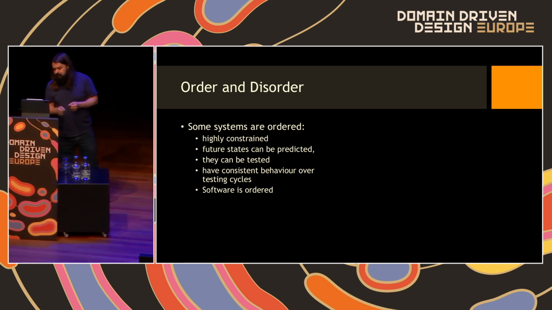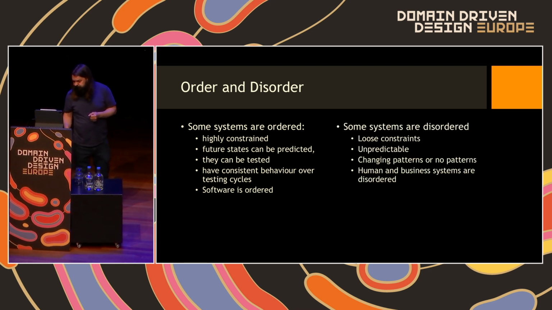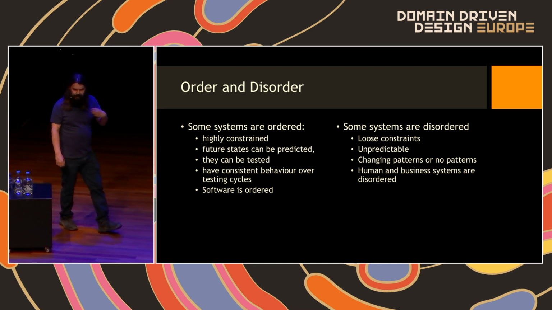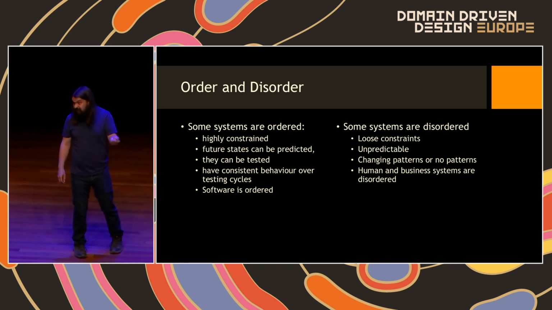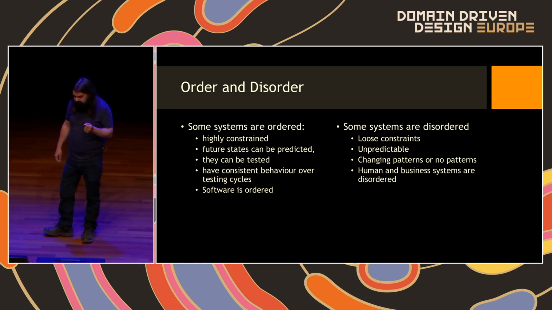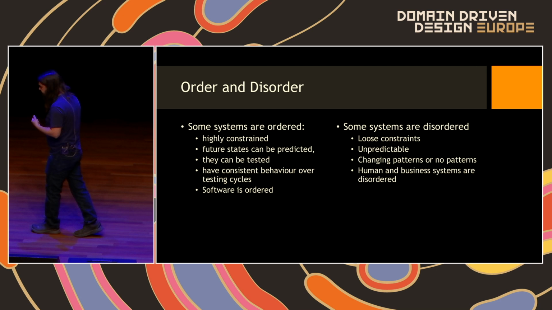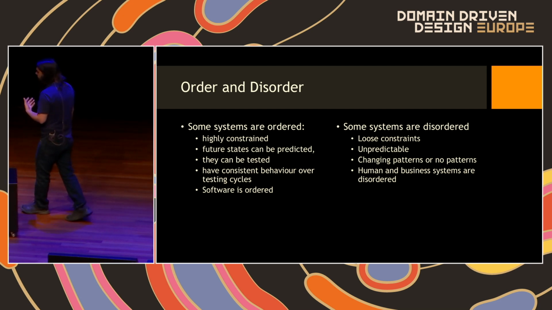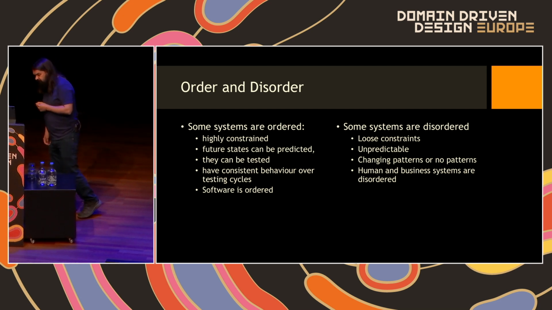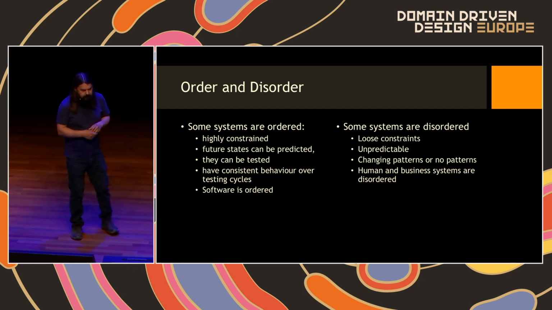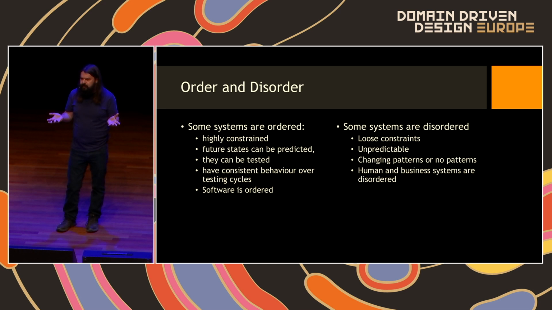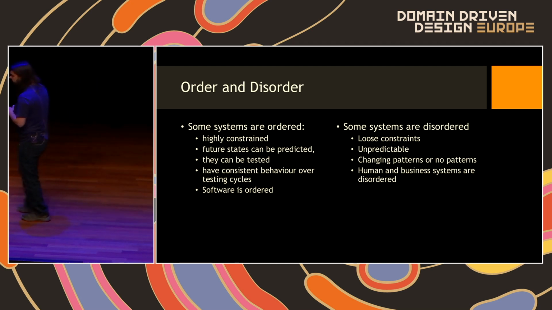Some systems are disordered. They're loosely constrained, they're unpredictable, we don't know what's going to happen next. You can test them, but the test might change the system, and the next test might be different. Patterns change, or there are no patterns, or we see patterns that aren't actually there. So human and business systems tend to be disordered. These are two completely different things that require two completely different modes of thought, two completely different sets of tools to work with.